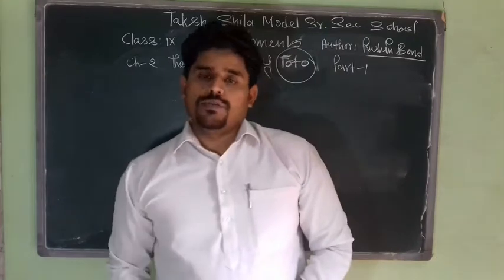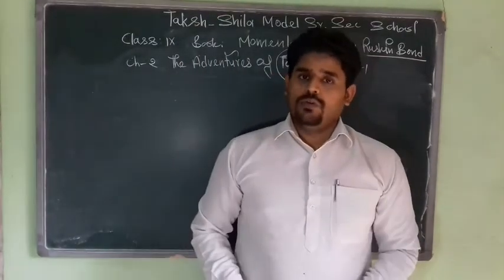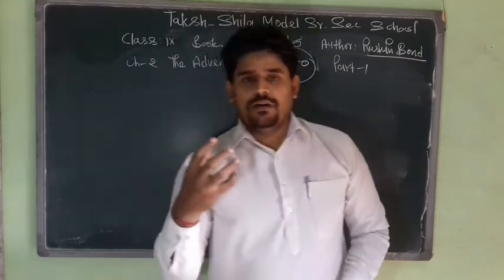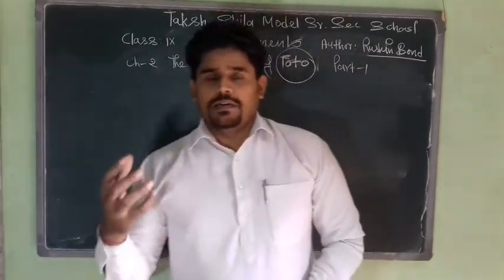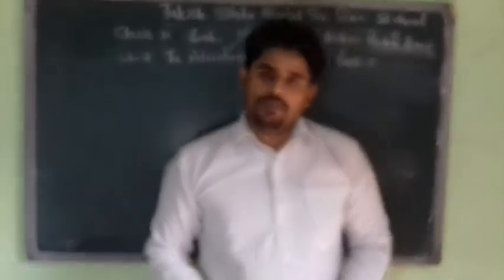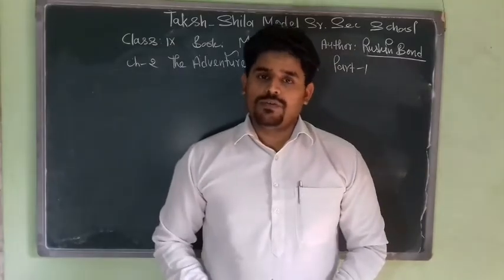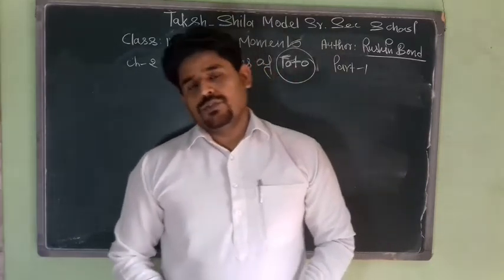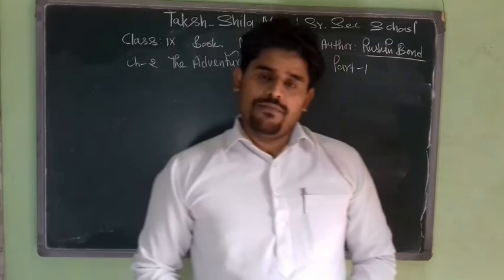Right. So students, in the beginning of the chapter we are told that Toto is a very pretty monkey. We are told that it was the narrator's grandfather who bought Toto for a sum of ₹5 from a Tonga driver. Right. The Tonga driver used to keep Toto tied to a feeding trough.